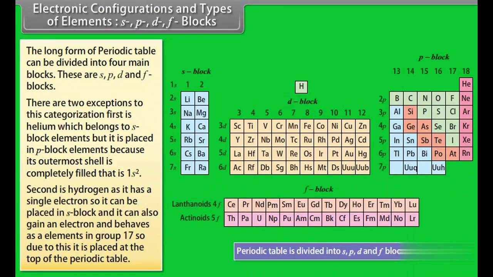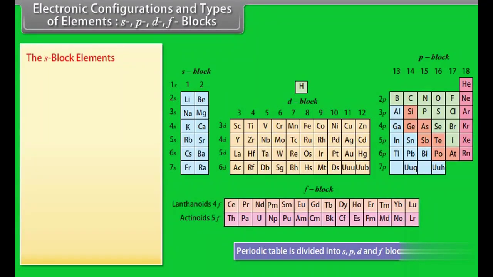Second is hydrogen. As it has a single electron, it can be placed in the s block, and it can also gain an electron and behave as elements in group 17. So, due to this, it is placed at the top of the periodic table.